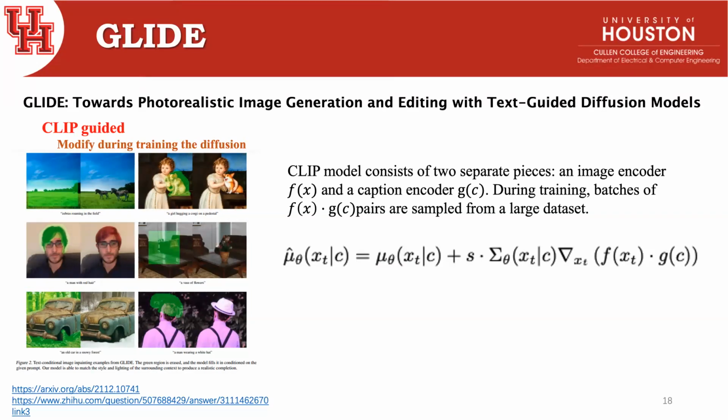So as you can see, we regard f(x) as an image encoder and the caption g(c) as a caption encoder. So if the caption and the image are close, the f(x) times g(c) will be large. Otherwise, it will be low. So if the x_t is more like the caption you give it as c, it will get a higher score, and you will have a large update. Otherwise, it will almost do nothing.